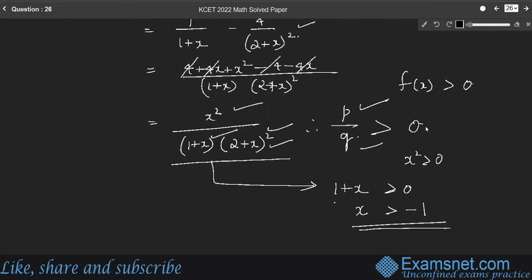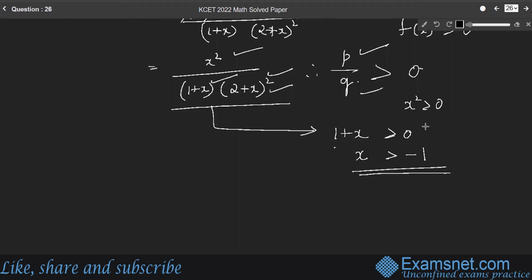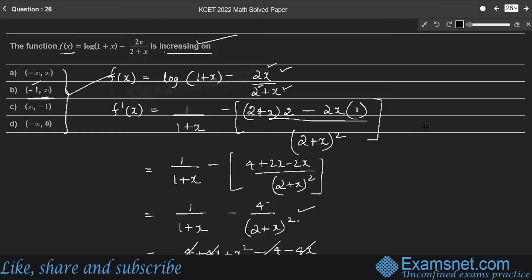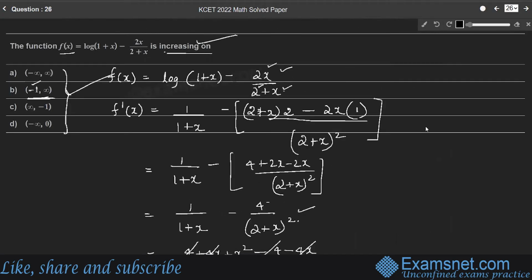So according to the given options, the interval should be minus 1 to infinity. So the given function is increasing on minus 1 to infinity. Here the least value is minus 1. According to our solution, x must be greater than minus 1. Therefore, the interval should be minus 1 to infinity. So the given function f of x is increasing on minus 1 to infinity. Option B is the right answer.